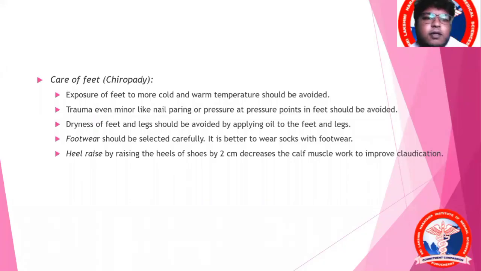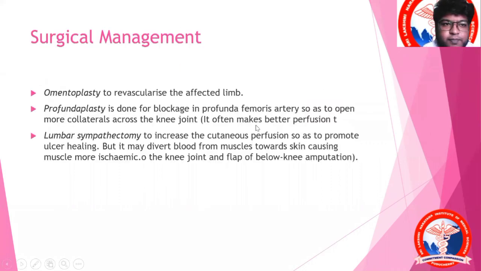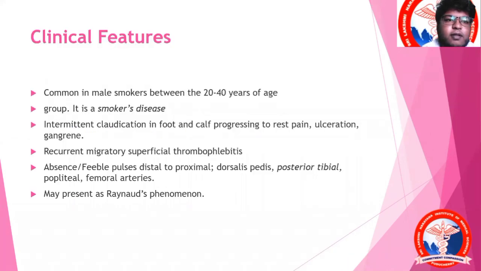Guys, since it's a very important topic, let's look again at clinical features, investigations, and more of treatment, shall we? If you don't mind. The clinical features: it's more common in males around 20 to 40 years of age. It's a smoker's disease. Intermittent claudication in foot and calf, progressing to rest pain, ulceration, and gangrene.